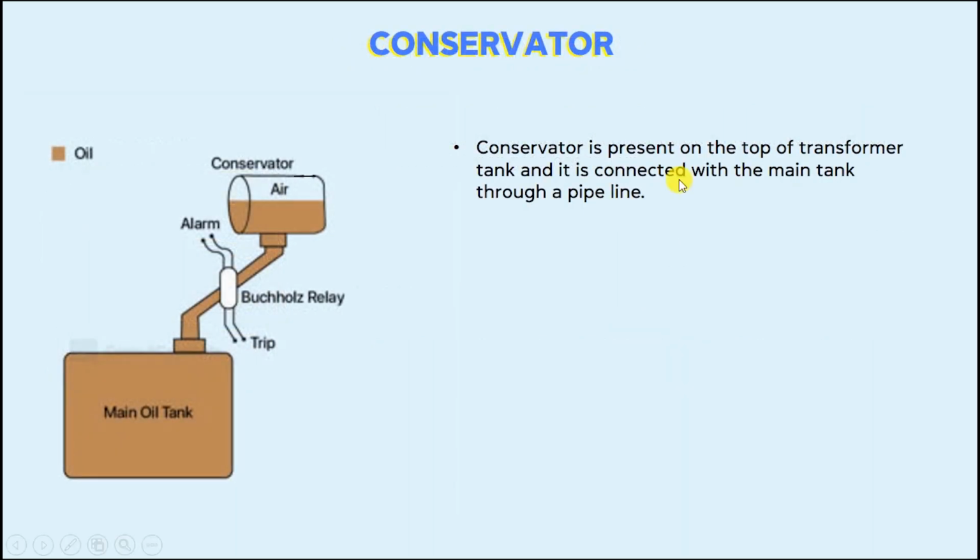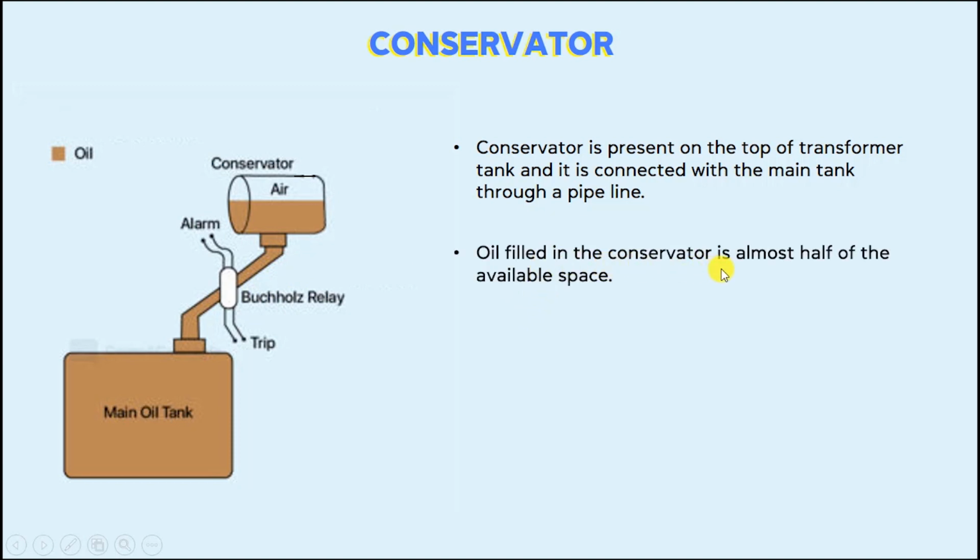The next part which we are going to study is conservator. Conservator is present on the top of transformer tank and it is connected with the main tank through a pipeline. This is the main tank of transformer and the conservator is connected with the main tank through a pipeline.